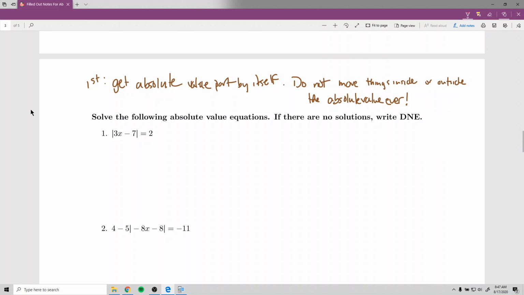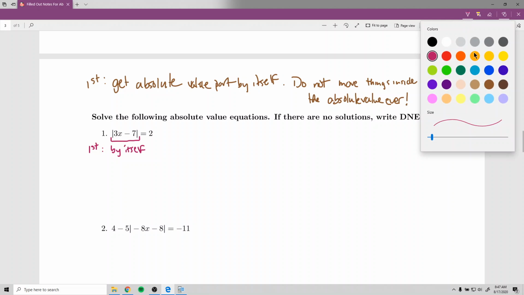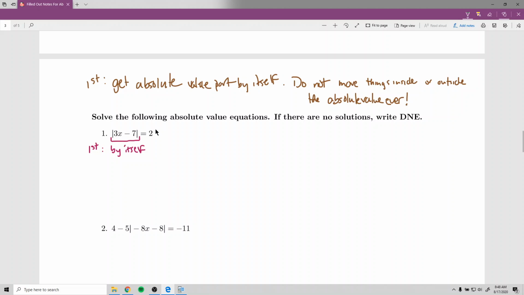Okay, so the first problem here, the absolute value of 3x minus 7 equals 2. The absolute value is by itself. Once we see that it's by itself, we look at the number over here. Is this number positive or negative? Since this 2 is positive, what we do is we make the 2 equations and solve them.